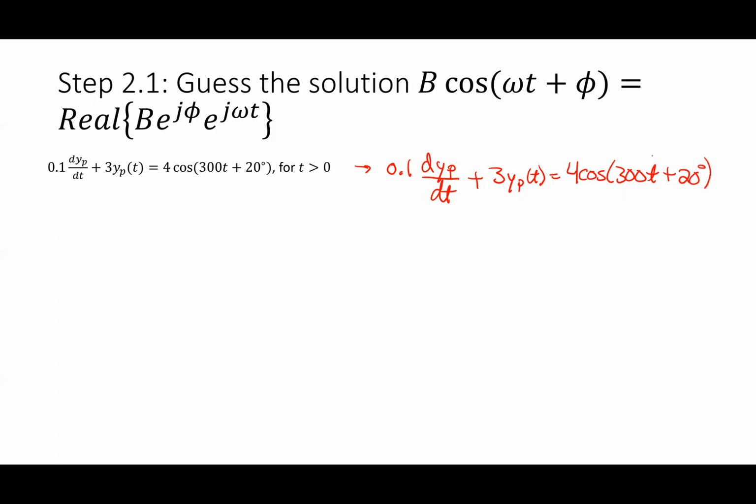Okay. So I'm going to guess that y sub p of t is equal to B cosine, and omega is always known. What's omega in this case? 300. 300t plus, I'm going to call it angle B. Now, that's the real part of some dynamic phasor.